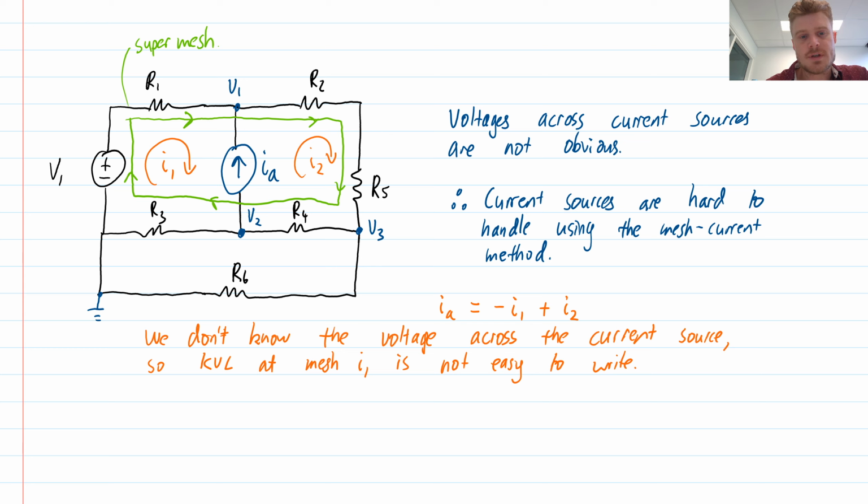So now I generate an equation using the super mesh, and I also generate an equation by looking at the contribution of the mesh currents to the current source. The highlighted one is one equation. The second equation is KVL around the super mesh. That gives me the two equations that I need to define the dynamics of this particular system. So that's the relationship between supernodes and supermeshes.